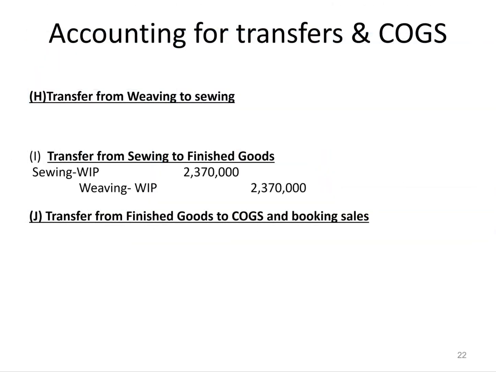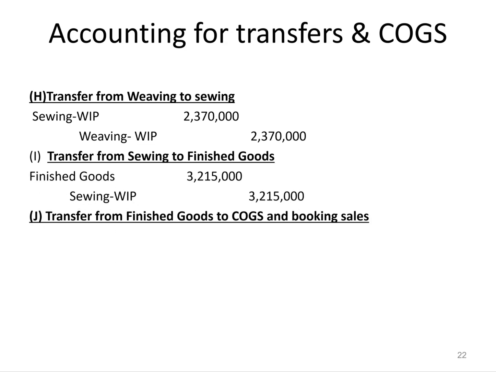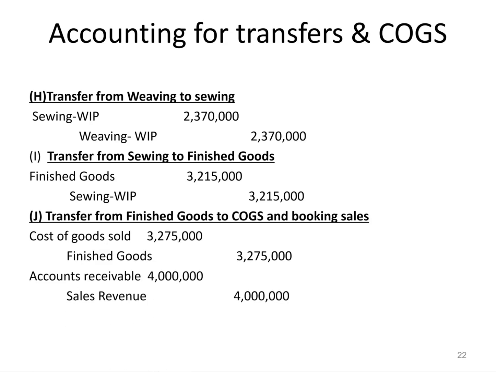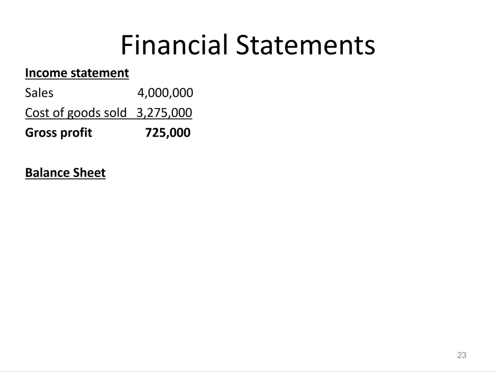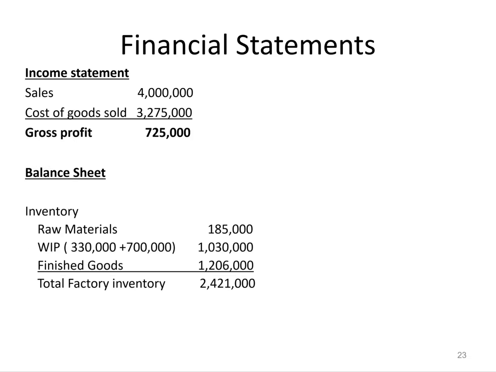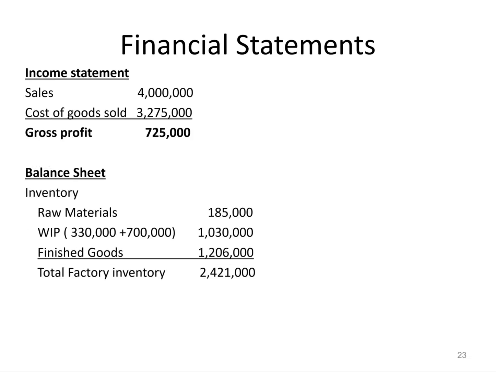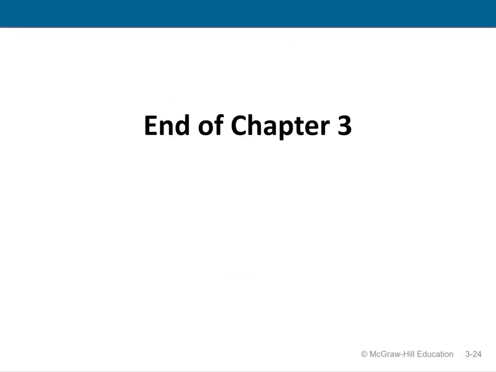Now our journals, this is what they're going to look like. And remember, when we do the finished goods to cost of goods sold, we're also going to book the sale. Now, what does that look like on the financial statements? Sales minus cost of goods sold gives us this gross profit, and here is our total factory inventory. And that ends Chapter 3.